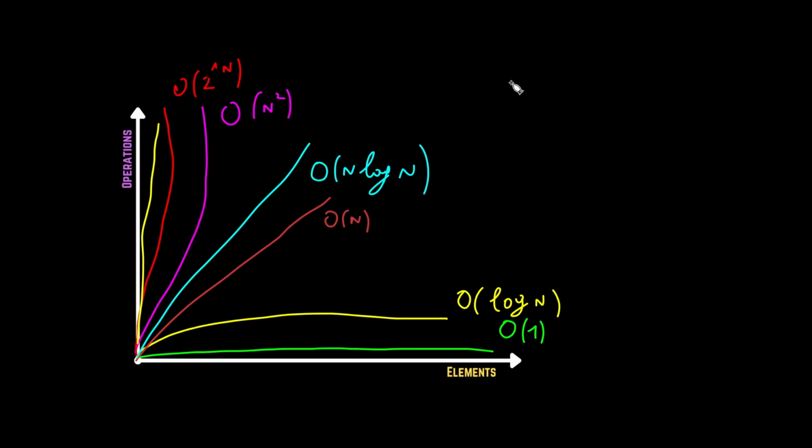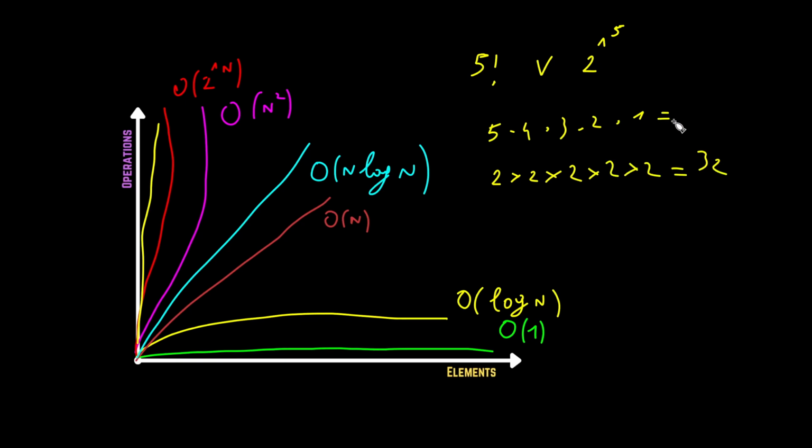So why is it worse? Let's say we have 5 factorial versus 2 to the power of 5. It's gonna be 5 times 4 times 3 times 2 times 1. In the other case, this is gonna be 2 times 2 times 2 times 2 times 2. This is 32, and this is 120. So as you can see, factorial time complexity is the worst one in this case.